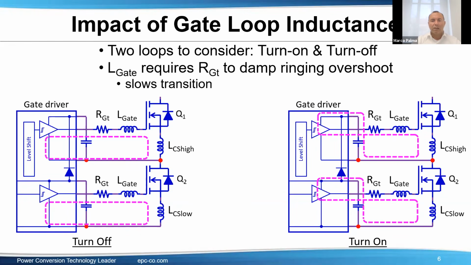As gate loop inductance increases, so does the resistance needed to damp the ringing. As the gate resistance increases, so do the transition times, with a corresponding increase in losses. The best method to overcome gate loop inductance is to minimize it. And again, we will show you how to do it with the layout technique that I'm going to show today.